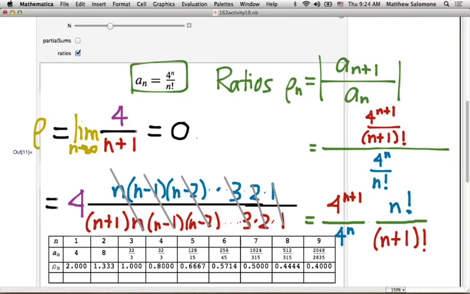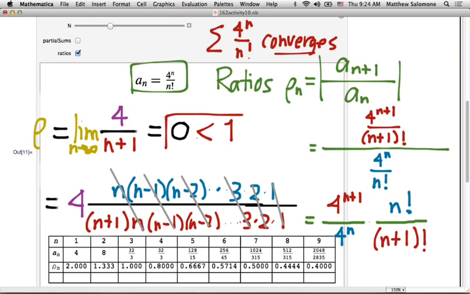So what does that tell me about my series? It converges. The sum of 4 to the n over n factorial converges. Again, because that ratio was less than 1. And another teaser for next week, even though we don't have to know this now, we can actually say what this series converges to. It converges to e to the 4th. Stick that in your pipe and smoke it. We'll talk more about why that is next week.